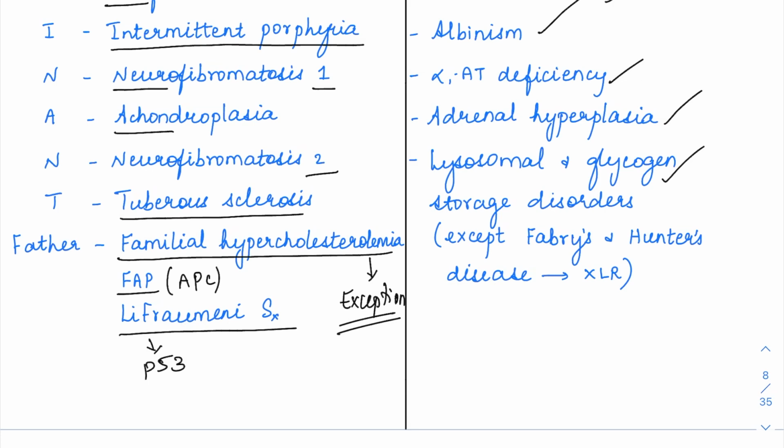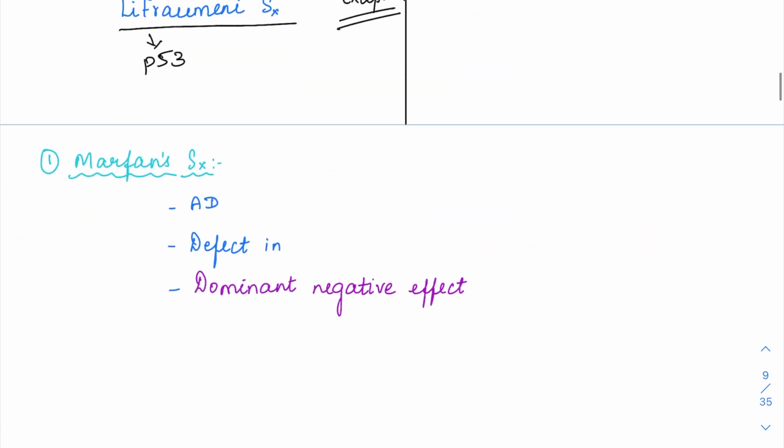So here again we have some exception. In glycogen and lysosomal storage diseases, everything is going to be autosomal recessive except for Fabry's disease and Hunter's disease, which are going to be X-linked recessive disorders. So Hunter's and Fabry's disease are going to be X-linked recessive, while familial hypercholesterolemia is going to be autosomal dominant. So these are exceptions for this rule. Okay. Now let's see about certain autosomal dominant disorders.